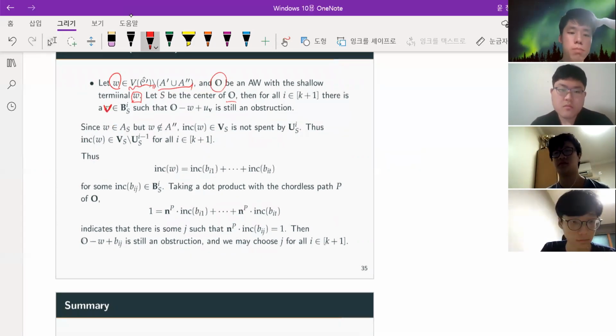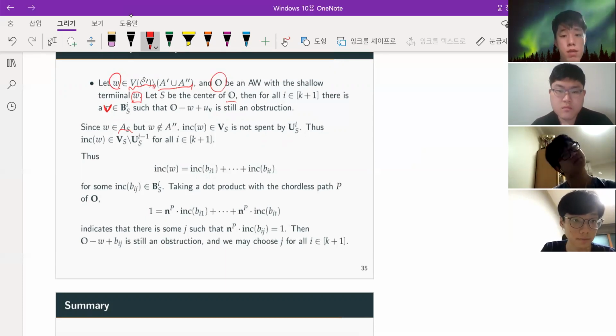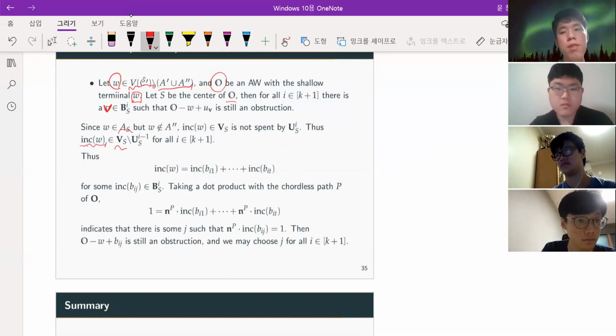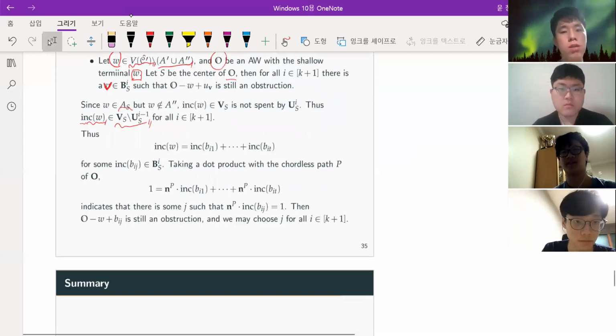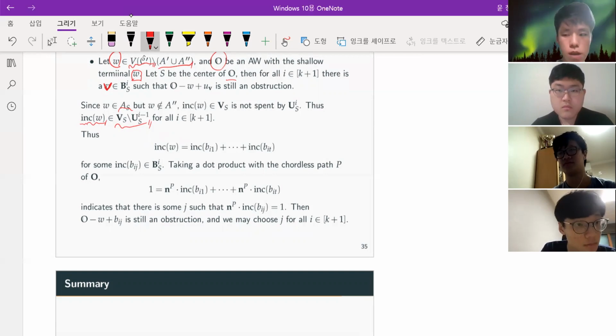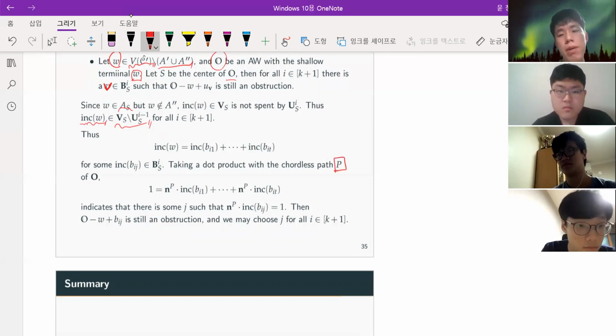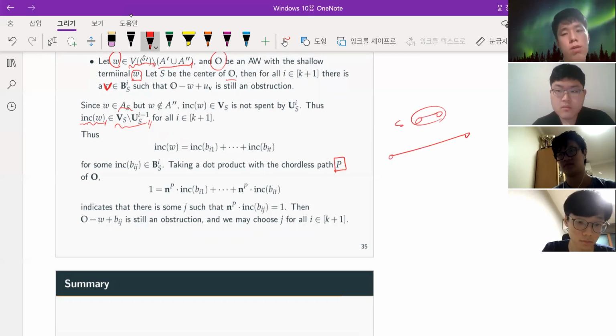Since W is in AS, but W does not belong to A double prime, it has never been selected for the basis. So for all i in the range from 1 to k plus 1, the incidence relation vector belongs to the vector space spanned by the basis. So incidence W is represented by the sum of some basis vectors, and taking a dot product with the chordless path P of O, which is a basic path. The center is the S, and W is the terminal, and the basic path is P.